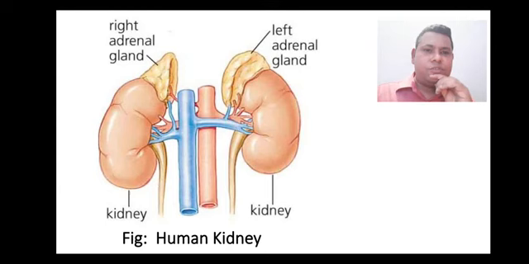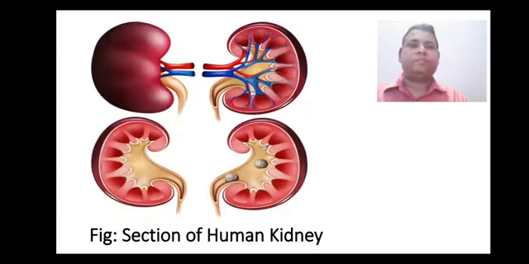The diagrams of the human kidney, left and right kidney, show the one pair of kidneys found in the human body. The main function of a kidney is the elimination of waste materials and excretory products. You can see the sections of the human kidney, very clear-cut diagrams, and you can see the different lobes of the kidney.